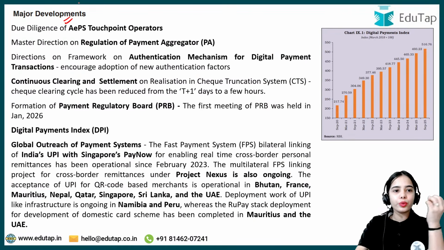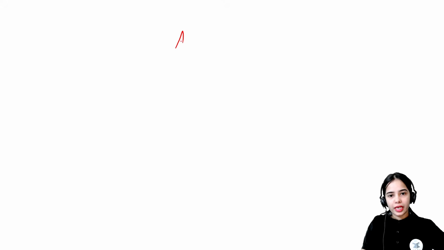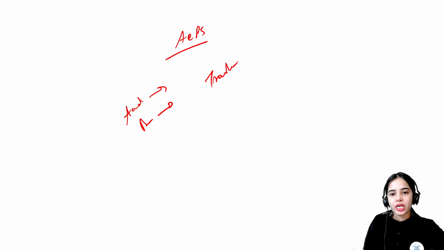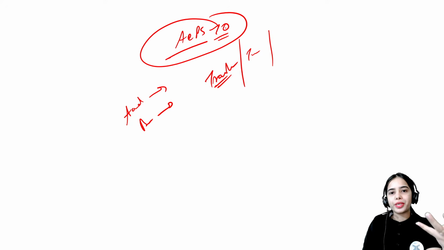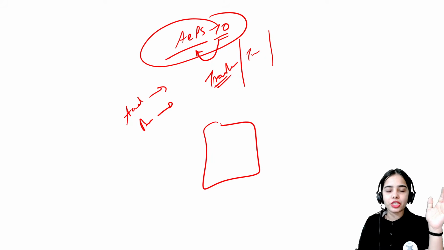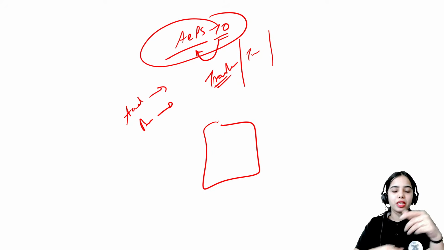Basically, due diligence of Aadhaar enabled payment system touchpoint operators. See, with the Aadhaar enabled payment system, you provide your Aadhaar details and your biometric, and you are able to transfer money, do transactions, and get a mini statement and such. The touchpoint operators are the business correspondents, agents of the banks, authorized to operate the Aadhaar enabled payment system. They have that machine where they can take the thumbprint or iris scan and the Aadhaar details so that the transaction can be done for the customer.